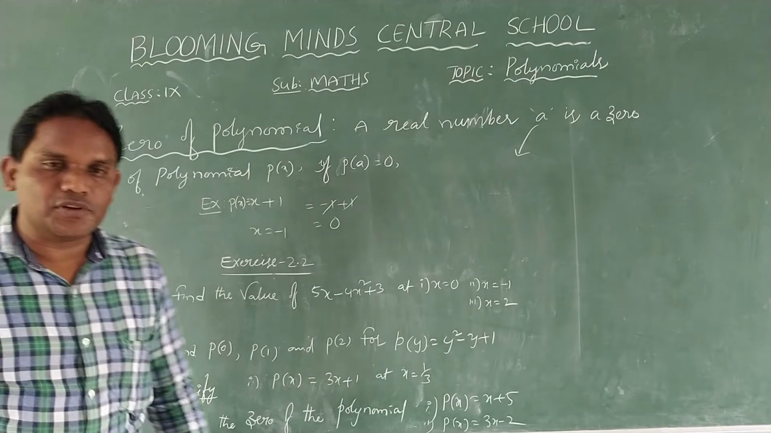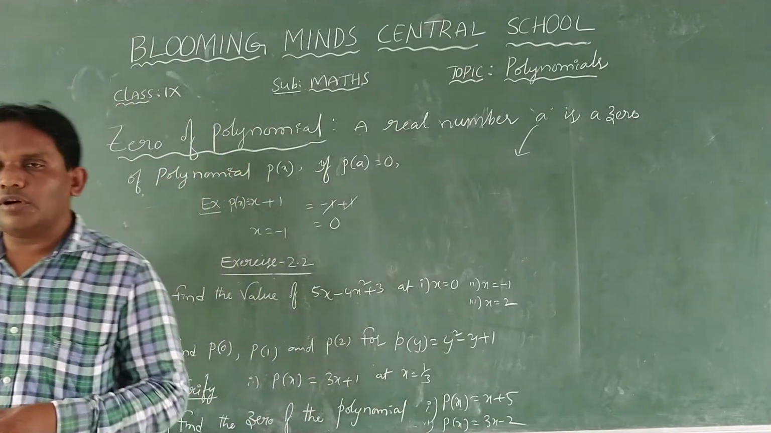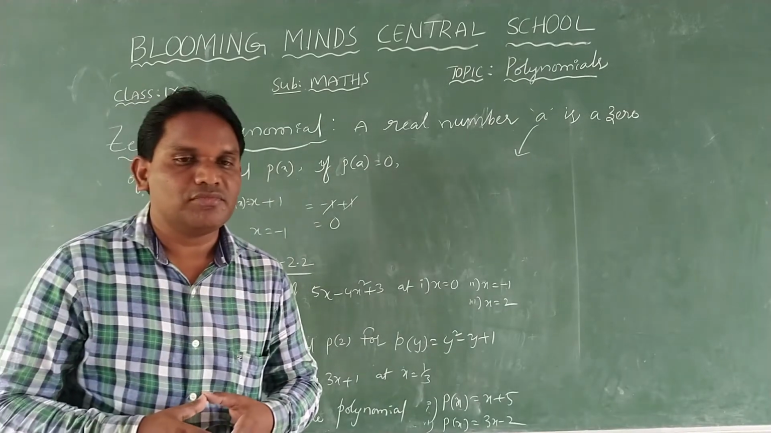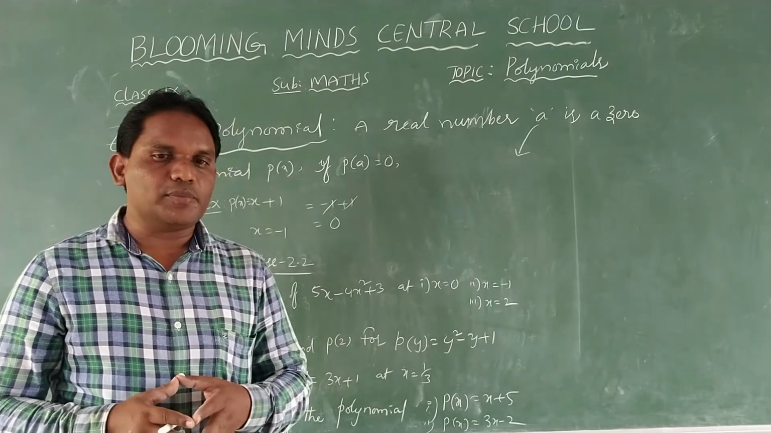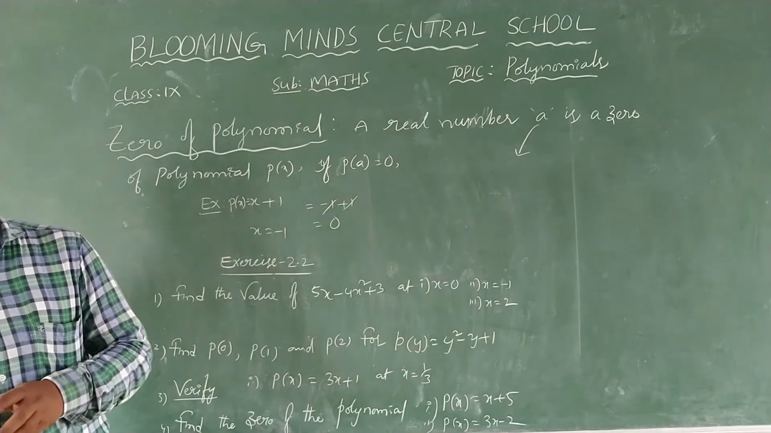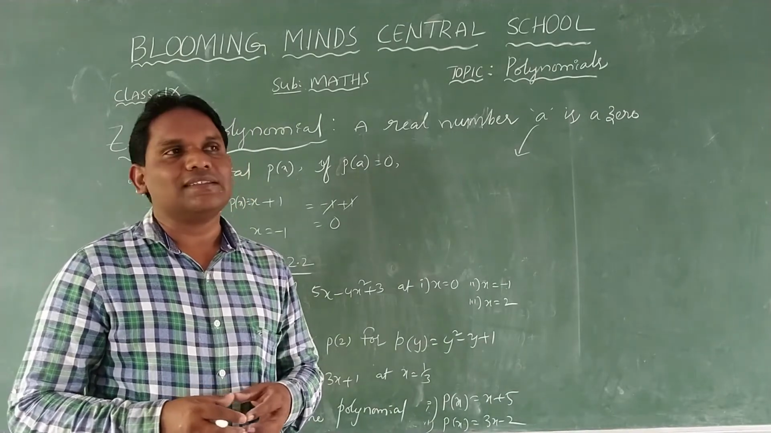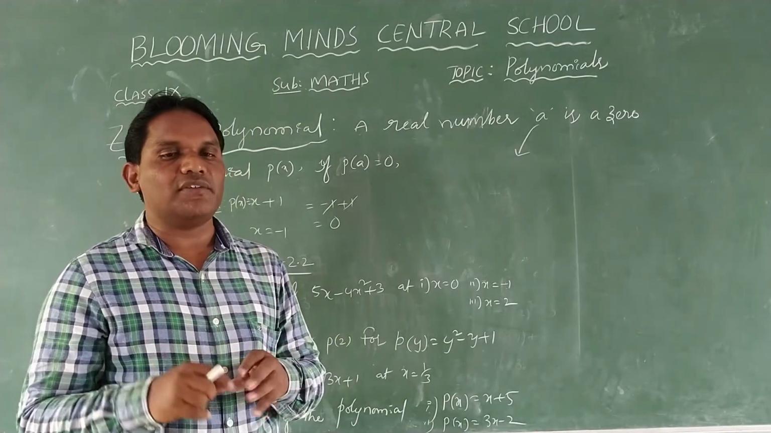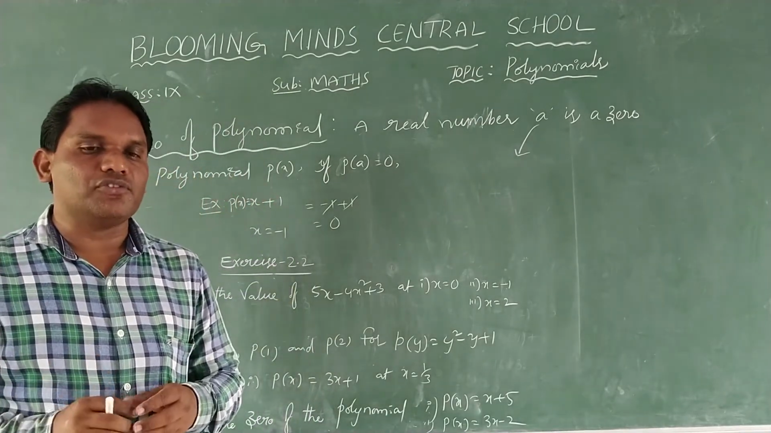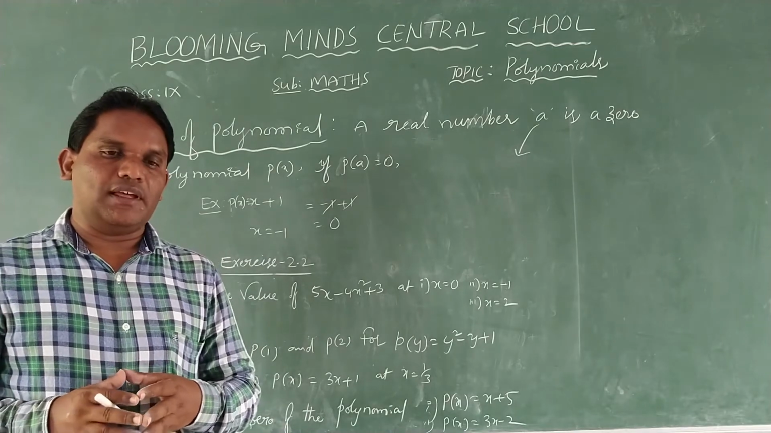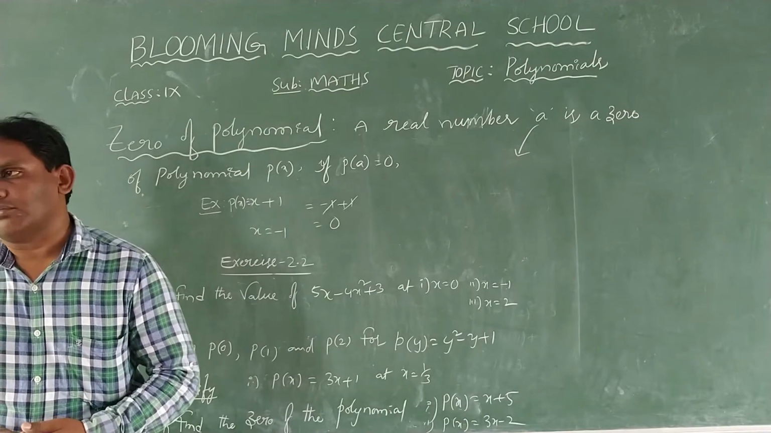Some important points about the 0 of the polynomial. The 0 of the polynomial may be 0, sometimes may be another value. A 0 of the polynomial need not be 0. Every linear polynomial, that means a polynomial which has degree 1, will have one and only one 0. And a polynomial can have more than one 0 also.